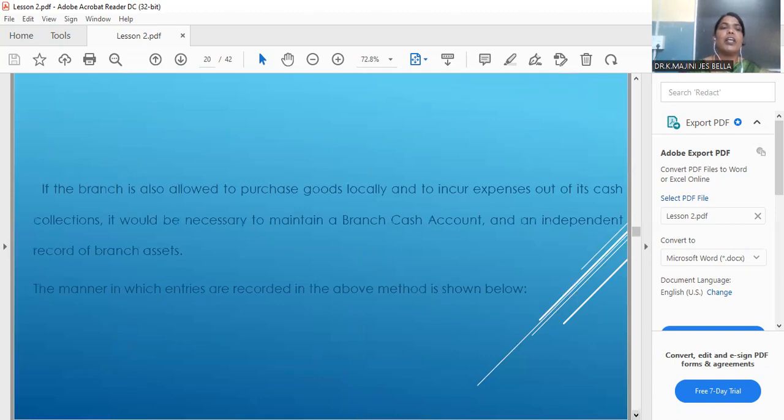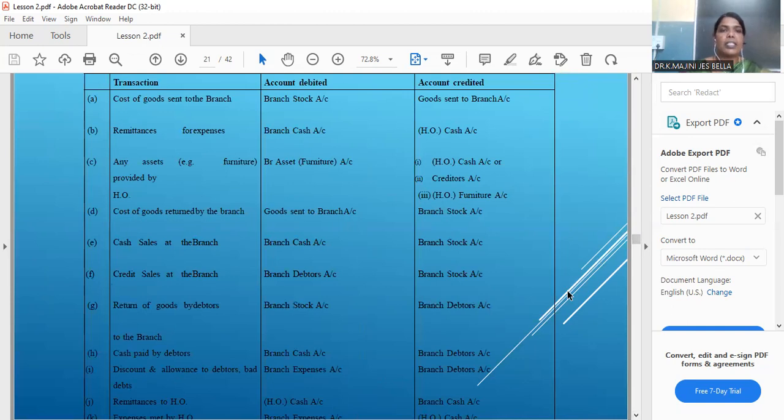Then if the branch is also allowed to purchase goods locally and to incur expenses out of its cash collections, it would be necessary to maintain a branch cash account and an independent record of branches. The manner in which entries are recorded in the above method is shown below. Transaction I have given, account debited given, account credited given. First we can see the transaction, and simultaneously the account debited as well as the account credited.